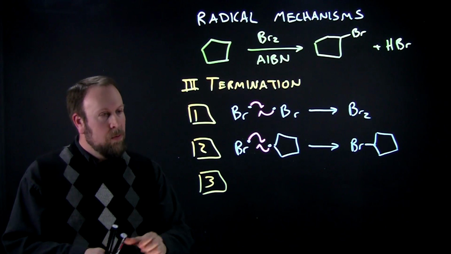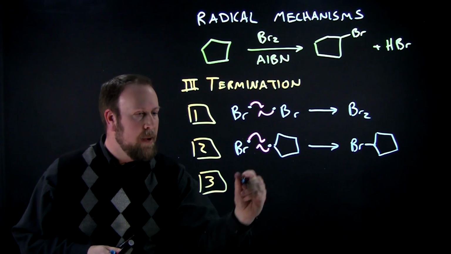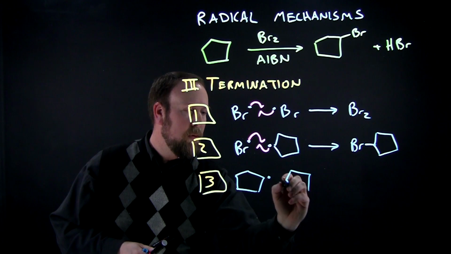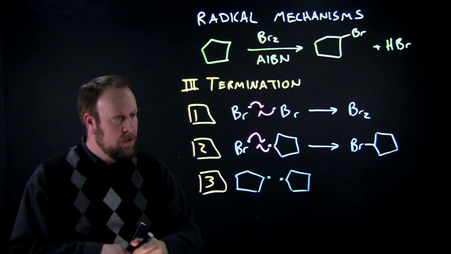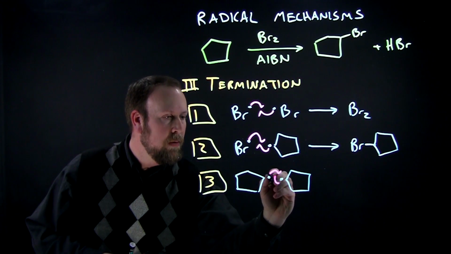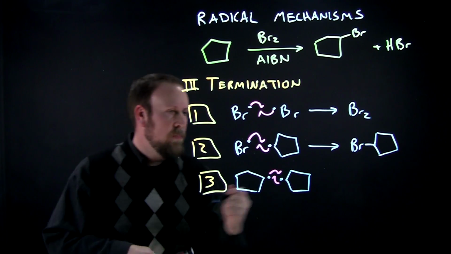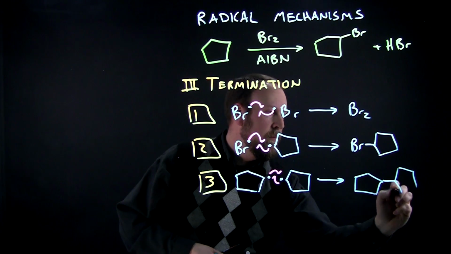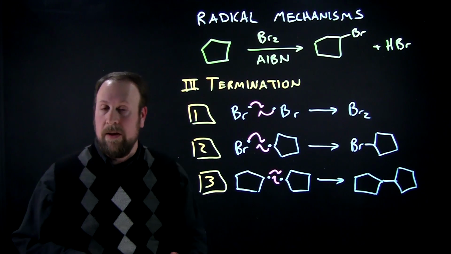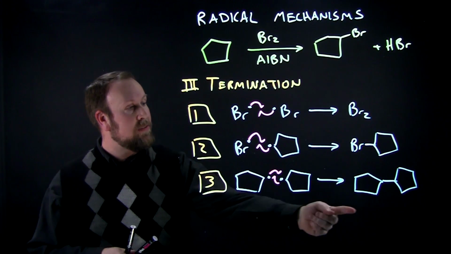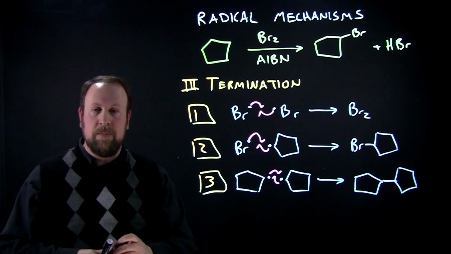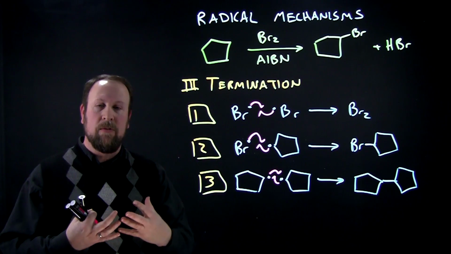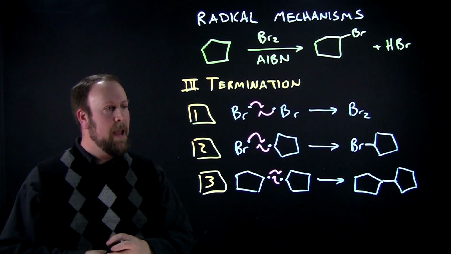Another termination that we could have is actually a dimerization of two different alkyl radicals. So we could have two of these radicals in solution meet, to give us this dimerized alkyl group. Now we don't list some of these things as products in the reaction because there's a very small amount of these things that are formed. This is just what's happening at the end of the reaction to terminate everything that happens.